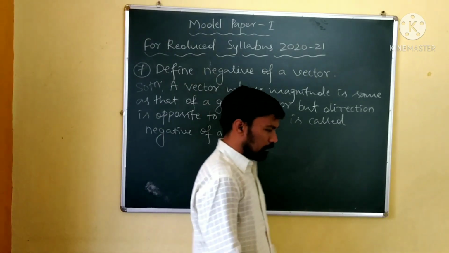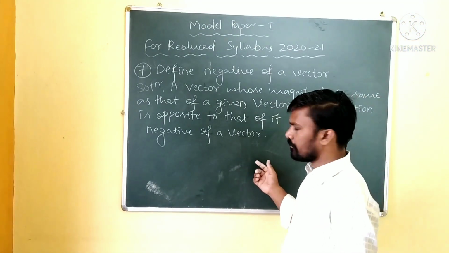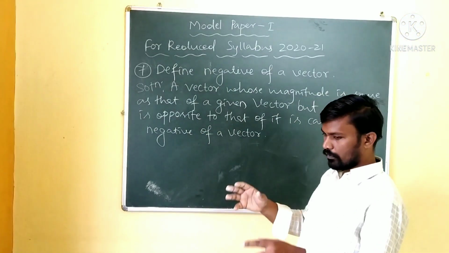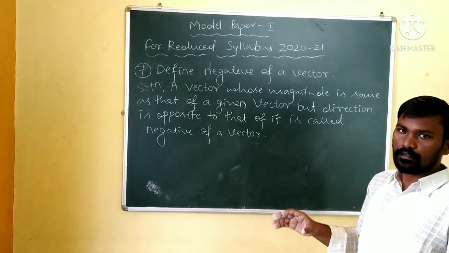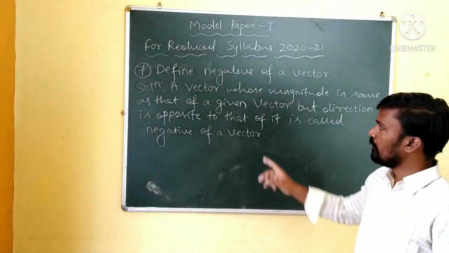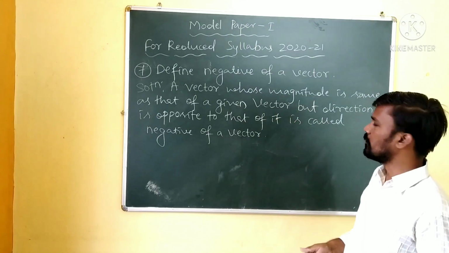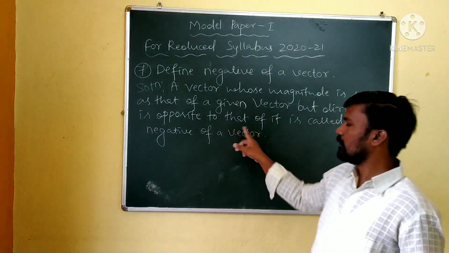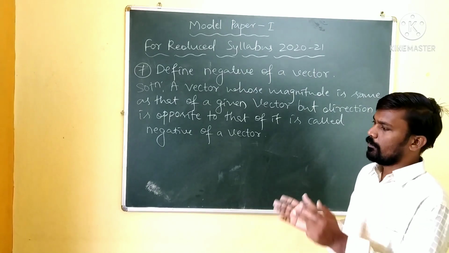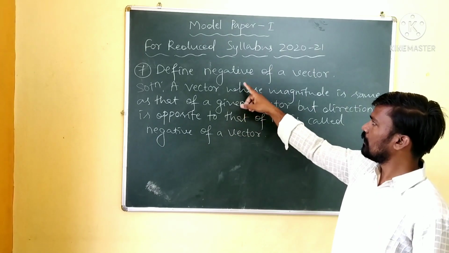Let me do this again. Very simple. So negative means only the magnitude is same. If I take two vectors A and B having the same magnitude, but direction is exactly opposite, the magnitude of these two vectors is same, but direction is opposite. So that vector is called a negative of the vector.